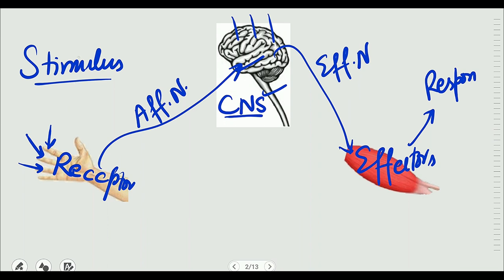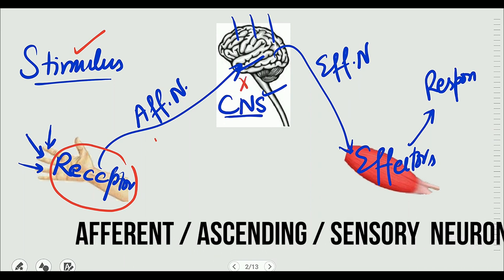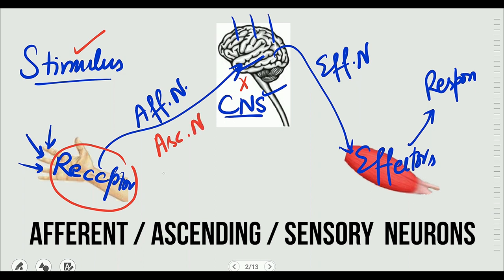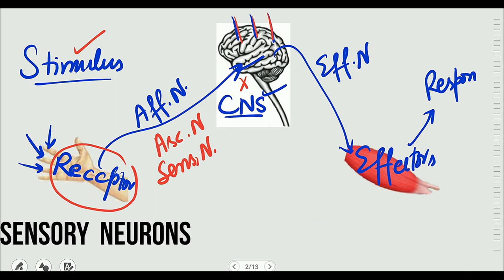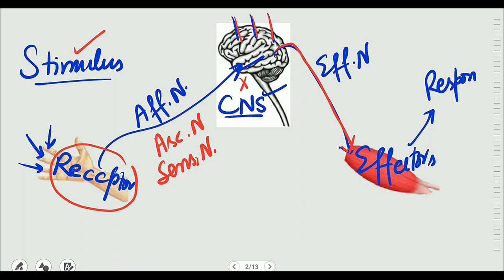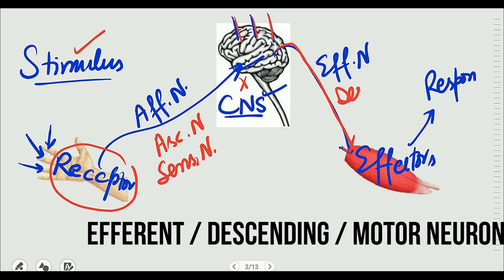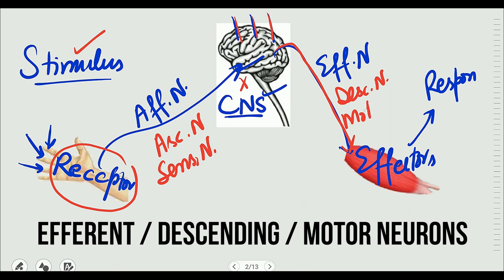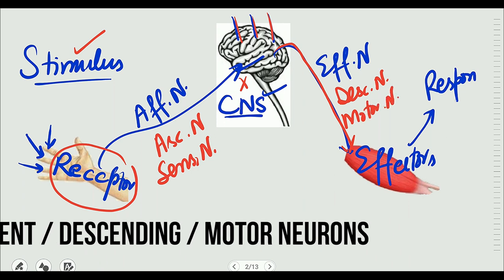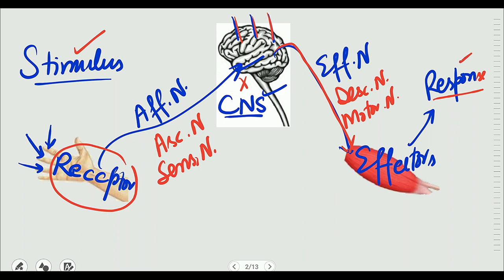I repeat, first of all, we've got a stimulus that will activate the receptors, and the receptor will deliver the information to the central nervous system via the afferent neurons, or the ascending neurons, or the sensory neurons. The CNS will interpret and decide about the response, and the information will travel to the effectors via the efferent neurons, or the descending neurons, or the motor neurons, and the effectors will generate a response in the end. This simple basic functioning of the nervous system is very crucial for understanding the advanced concepts I'll talk about in my upcoming lectures.